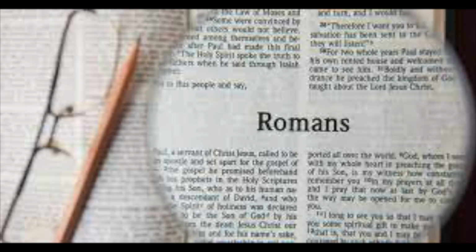The book of Romans was written around 56 AD. The time period covered is all areas of the age of grace, and the author is the Apostle Paul. Now, there are three sections to the book of Romans.